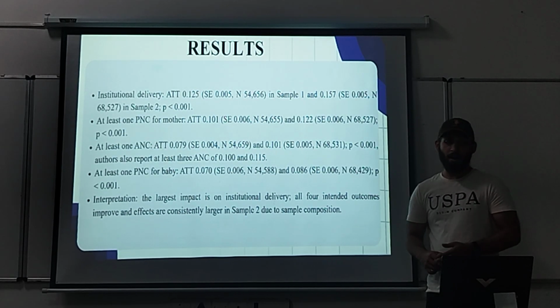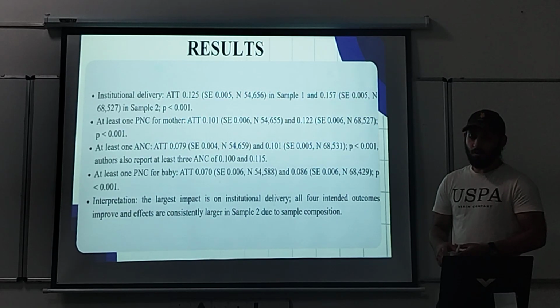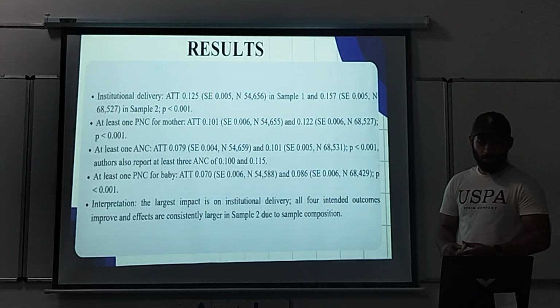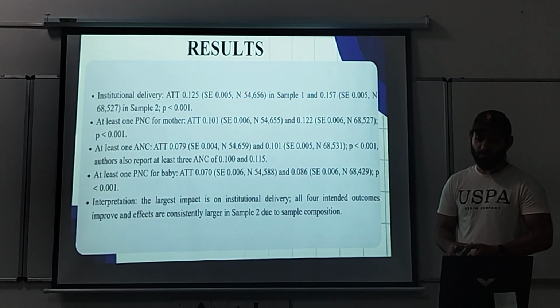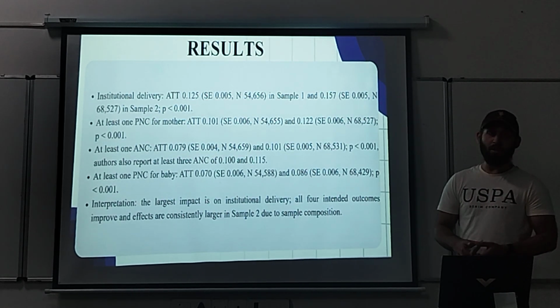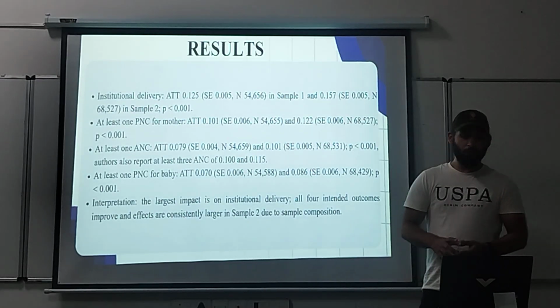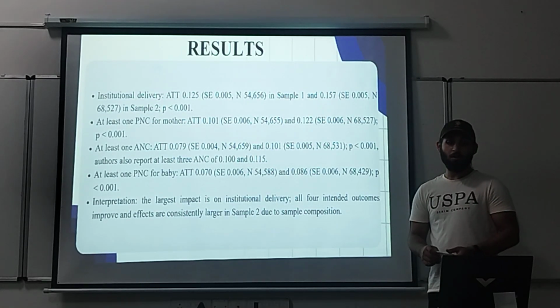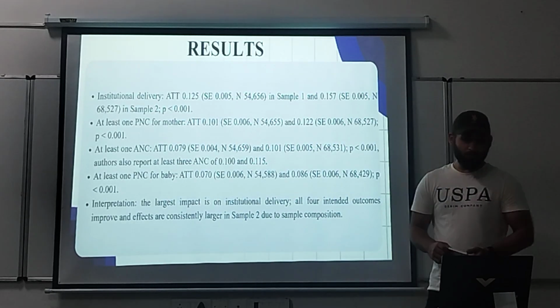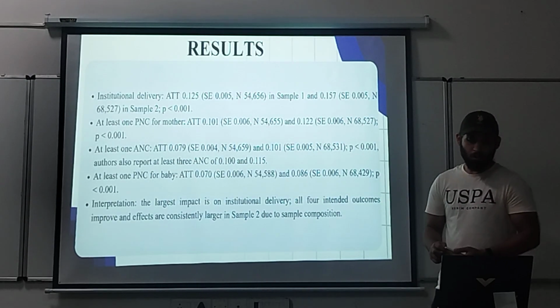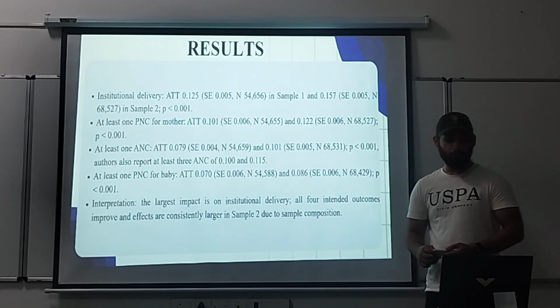For institutional delivery, the average treatment effect on the treated is 0.125 in sample 1 and 0.157 in sample 2, with both estimates being statistically significant under p < 0.001. For at least one postnatal care for the mother, the ATT is 0.101 in sample 1. In sample 2, it is 0.122, again with high statistical significance.